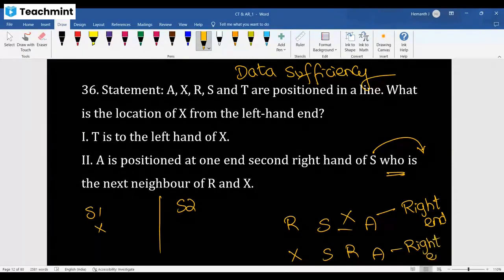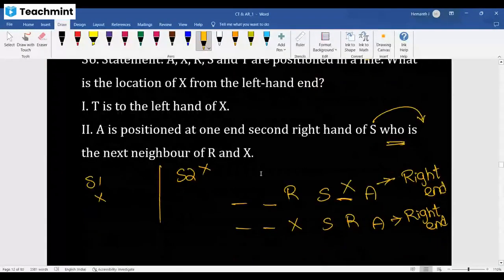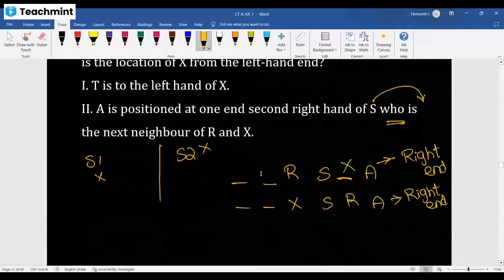Now, what they're asking is the location of X from the left hand. From the left hand, X may be third or X may be fifth. We are not able to decide. Statement 2 alone, we are not able to answer. Next, statements together. Together also, there is an issue.